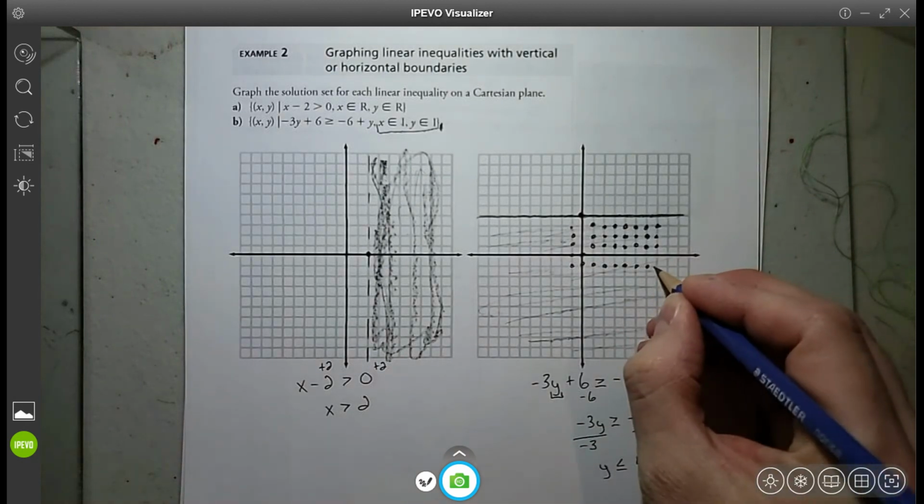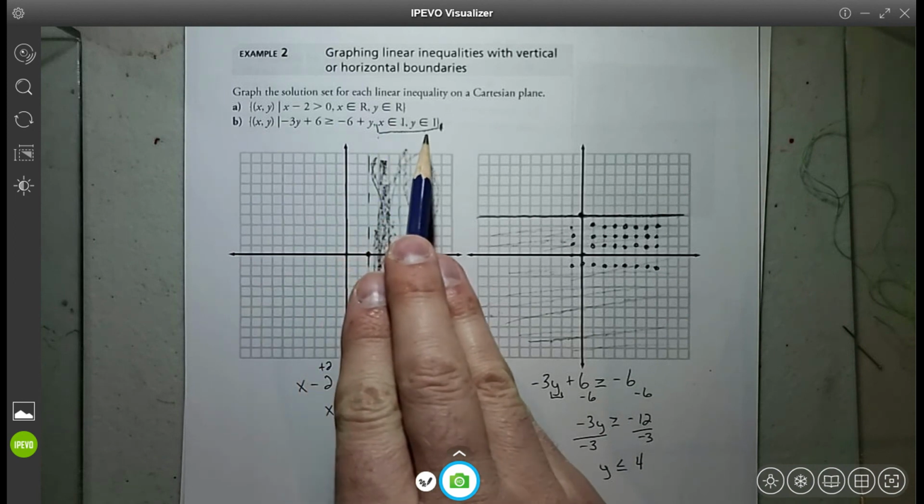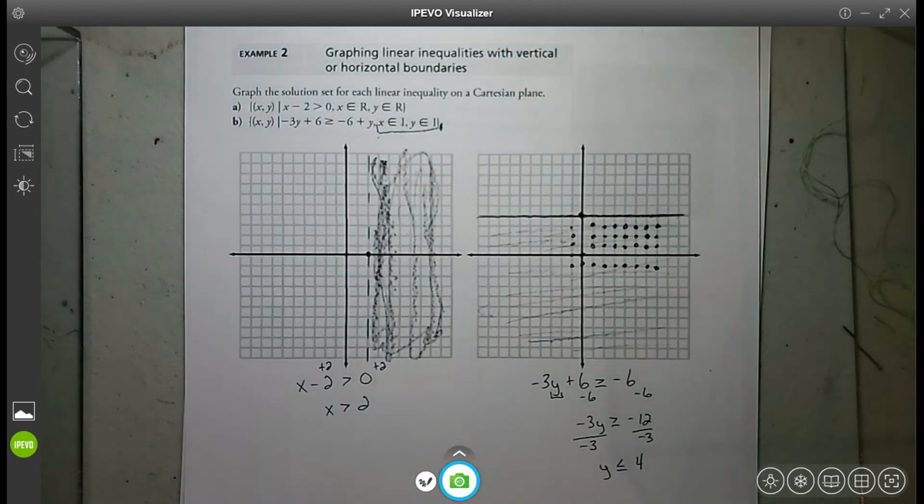You only have to stipple if it's x is an element of the integers or the whole numbers or something like that, or if we're looking at a real life example where we can't have partial units.